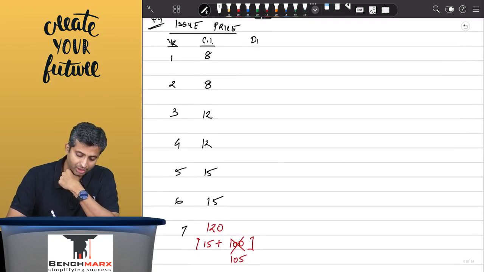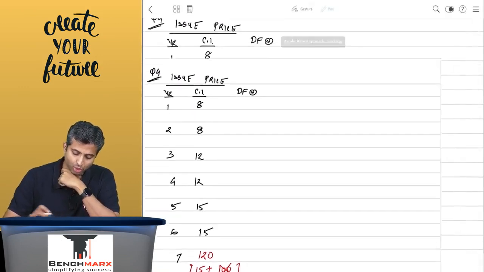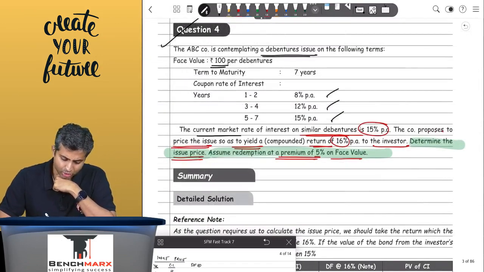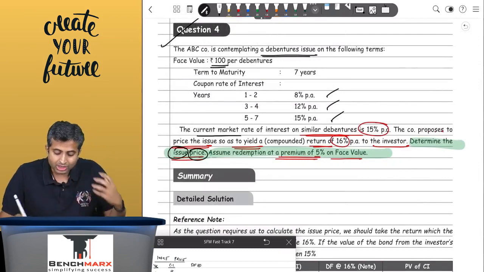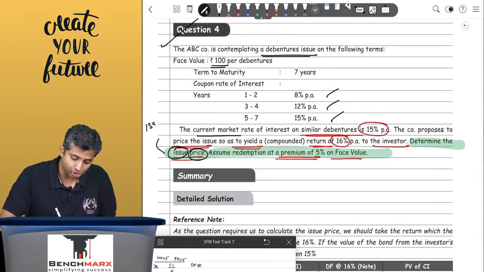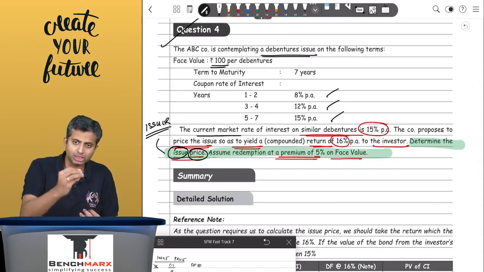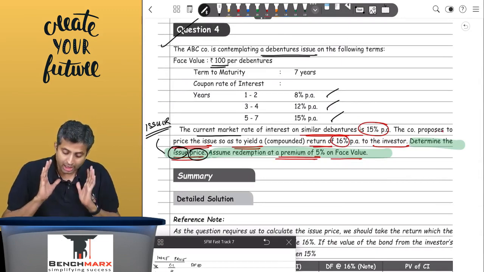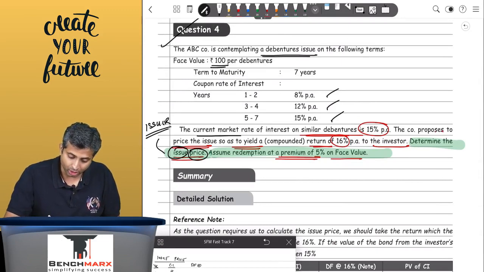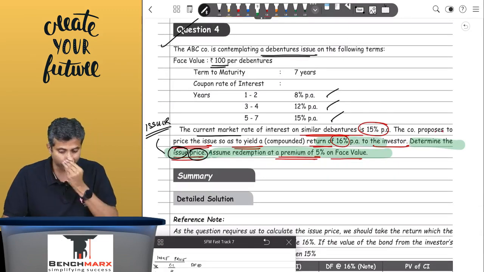Second is the discount factor. Discount factor should be at what rate? Sir, we have been asked to determine the issue price. Issue price is determined from the perspective of the issuer, and hence the discounting factor should be the rate which the issuer intends to give. The issuer intends to give a return of 16% and that should be the discounting factor.